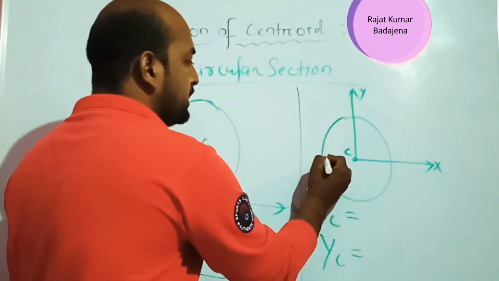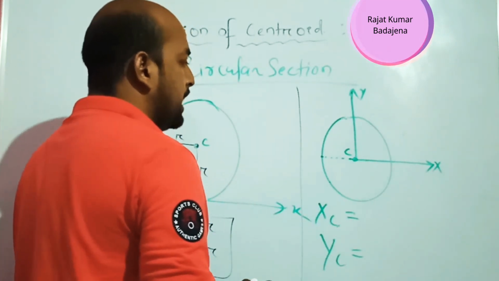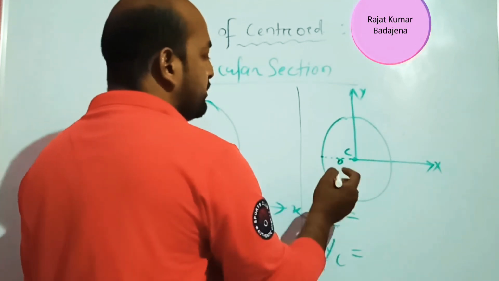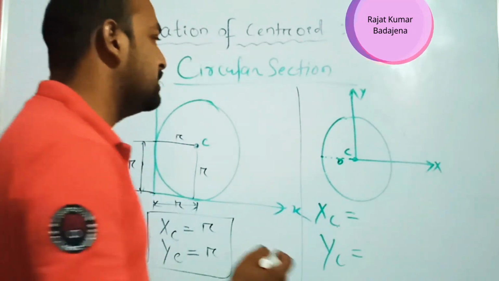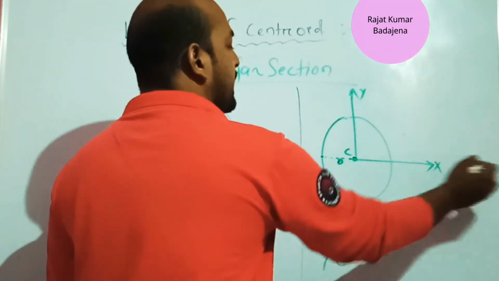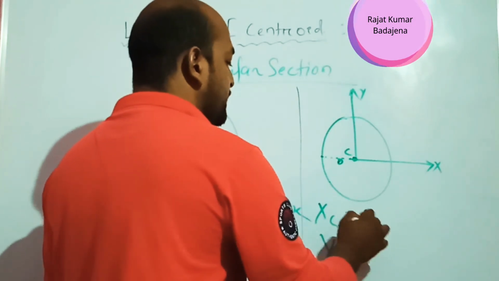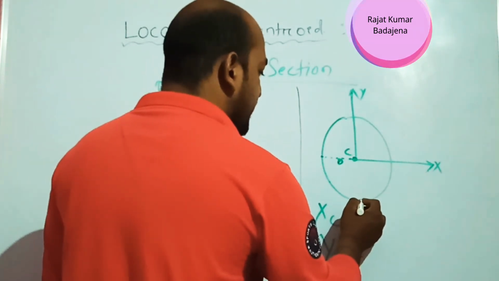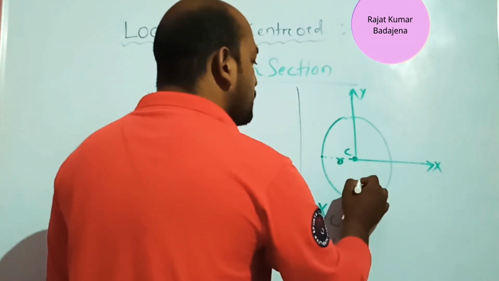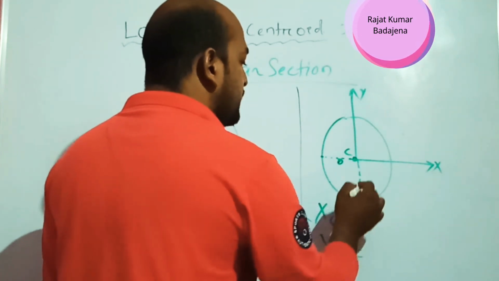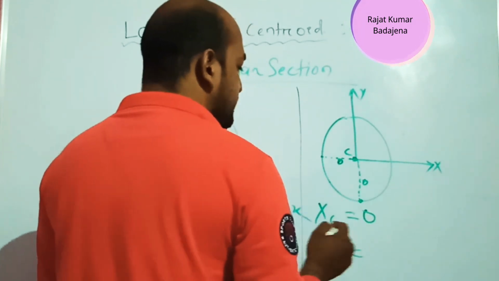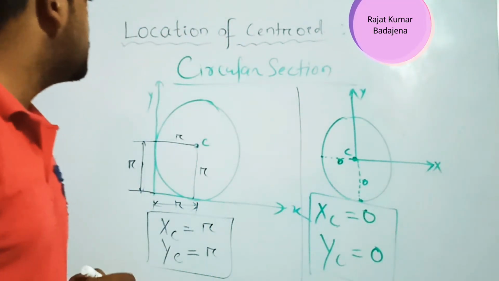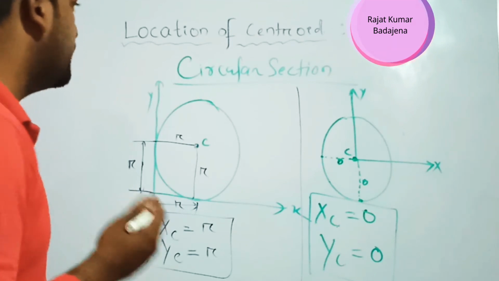From this edge point to the centroid point on the x-axis, it will be 0. That means there will be no offset here. The axis starts from this point, x-axis here and y-axis here, so this will be 0. Again, what is the centroid about the y-axis? Here this is the edge point, and from this point to the centroid point it will also be 0. So the centroid about the y-axis will be 0. That's the location of the centroid for a circular section.